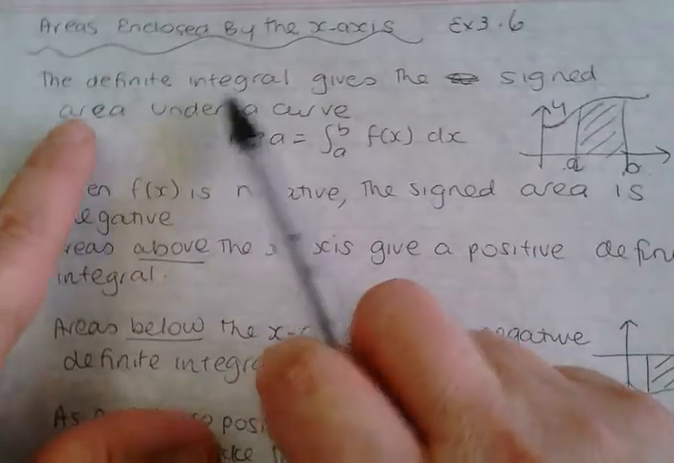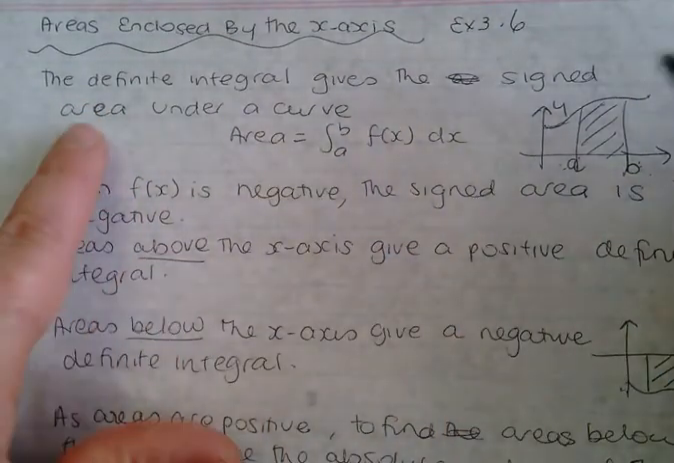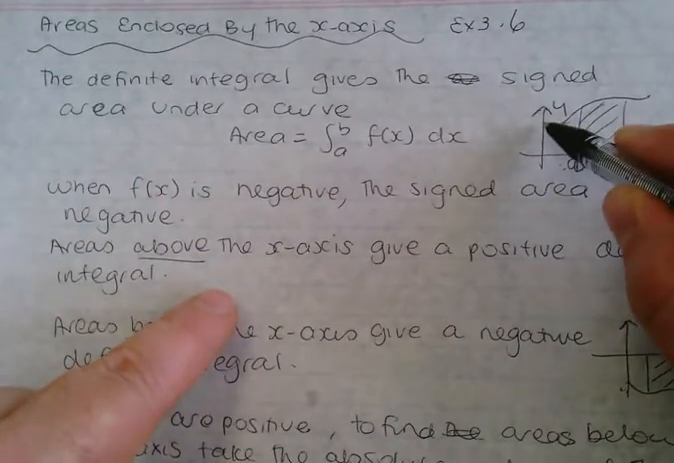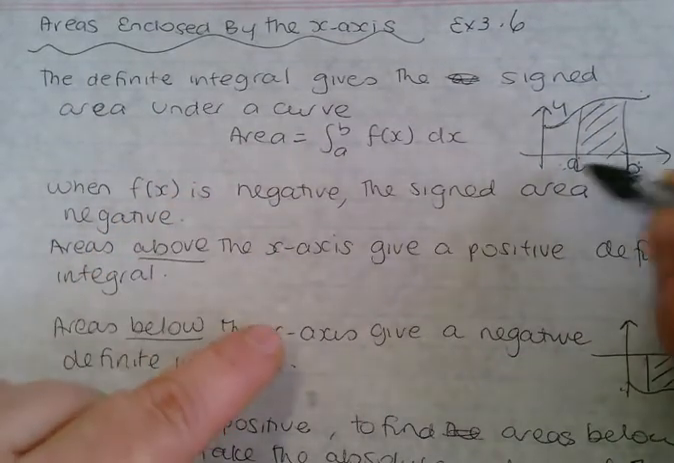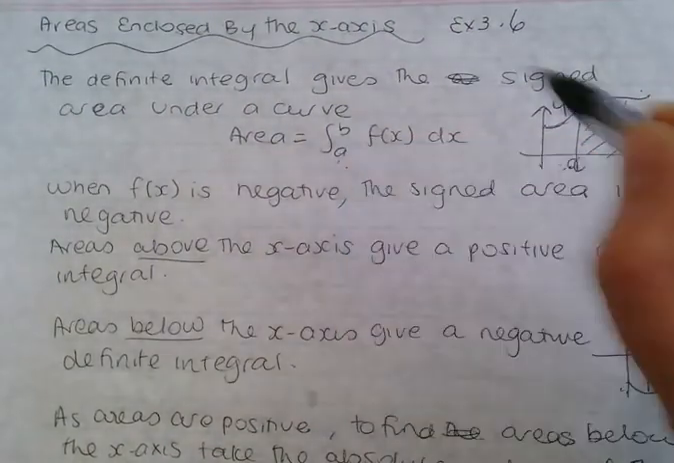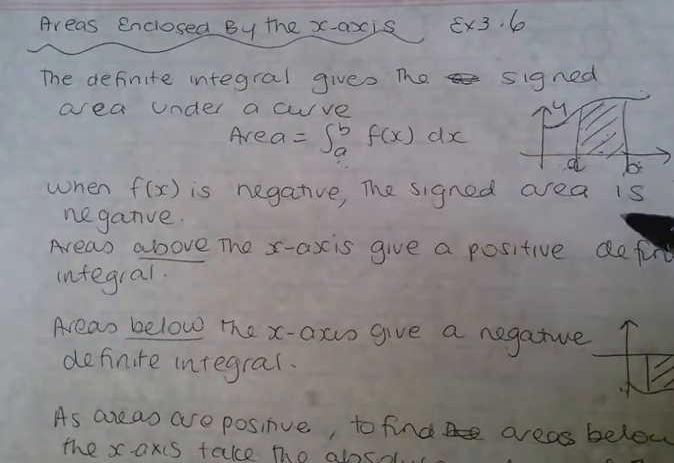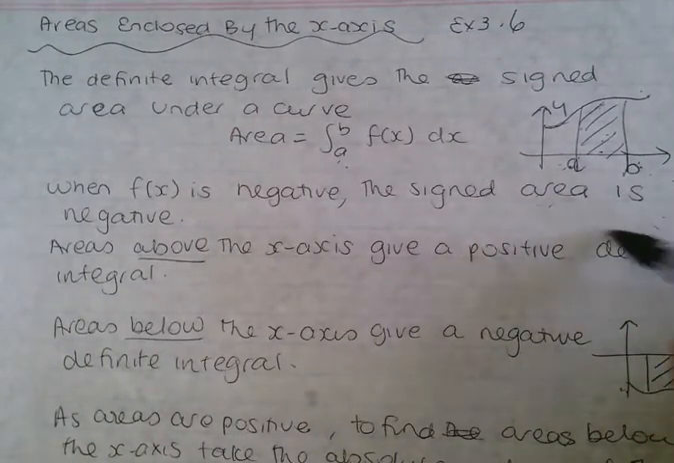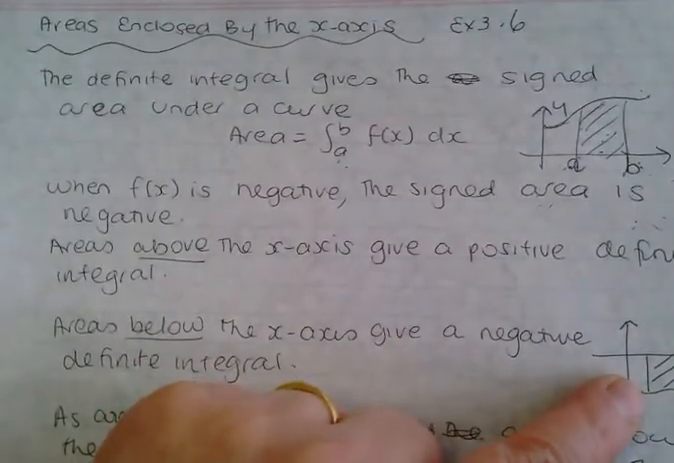Okay, so the definite integral, when you substitute x values in here, gives the signed area under a curve. Now what it means is, if y is some function of x, and you integrate it and then substitute in the values of b and a, if you get a positive answer, your area lies above the x-axis. And if you get a negative answer, so for example, if the function is down here and the area is bounded by the curve and the x-axis, you'll get a negative answer for your integral.